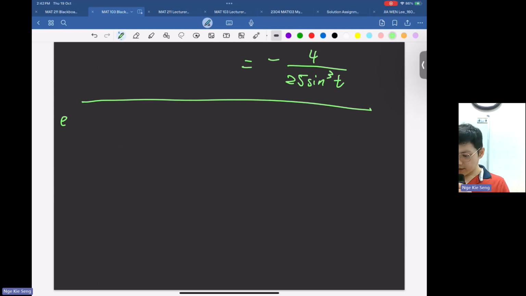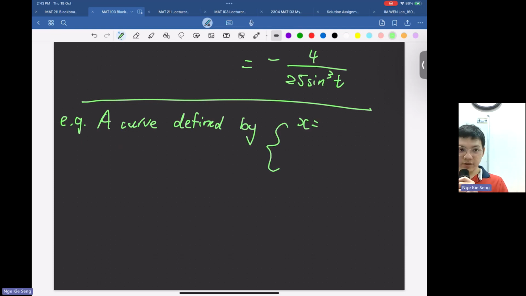Let's look at the following curve. A curve defined by x equals t squared, y equals t cubed minus 3t. I don't mention the range of t here. If I don't mention it, we just take all the t that can be satisfied by these two equations. There's no restriction on t. Any t will work, we can take the whole real line if you like.